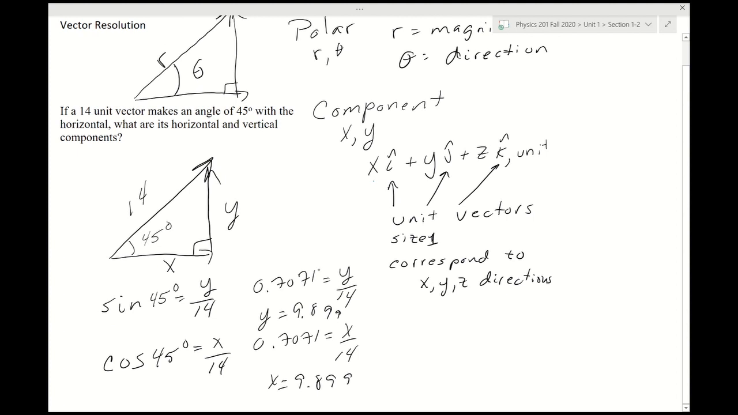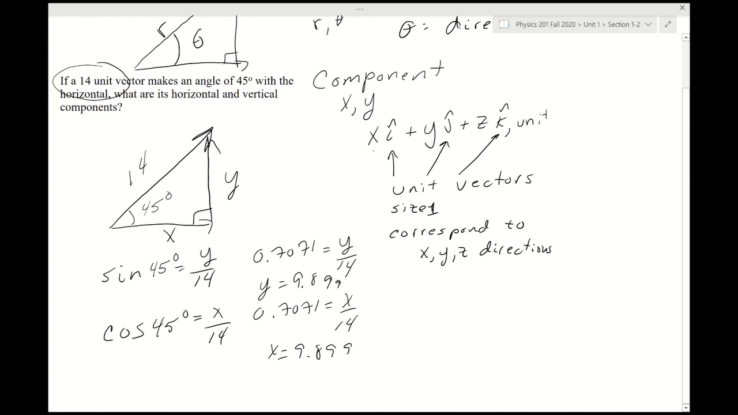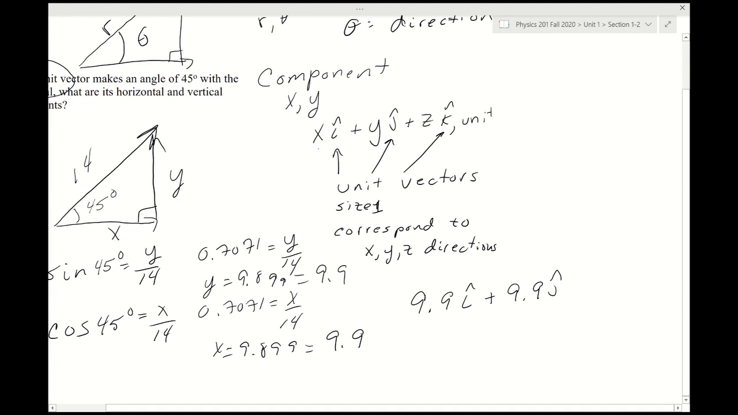What I will typically tell you is carry at least 3. Often I will carry 4 values past the decimal place when working with the value of a trigonometric function. But take your significant digits from your other units in the problem. Don't worry about the angles. So in this case we need 2 significant digits. So the x would then be 9.9 and the y would also be 9.9. And so this vector would be 9.9i plus 9.9j. If you needed to write it in 3 dimensions, it would be 0k, and then comma, then your unit, which in this case I just left as unit.